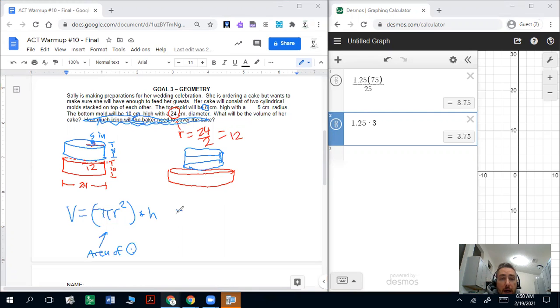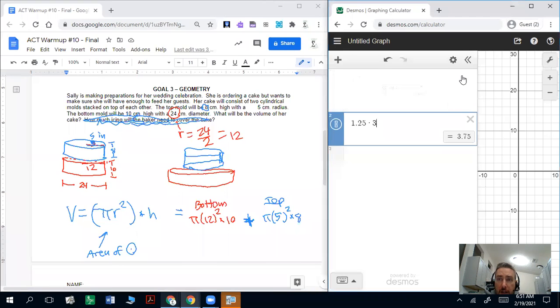So that's going to be pi times, we got 2 cylinders. So let's take the bottom one first. That's going to be pi times 12 squared multiplied by 10. And then the top one will be pi times 5 squared multiplied by 8. And then we want to add those together since it's combined.